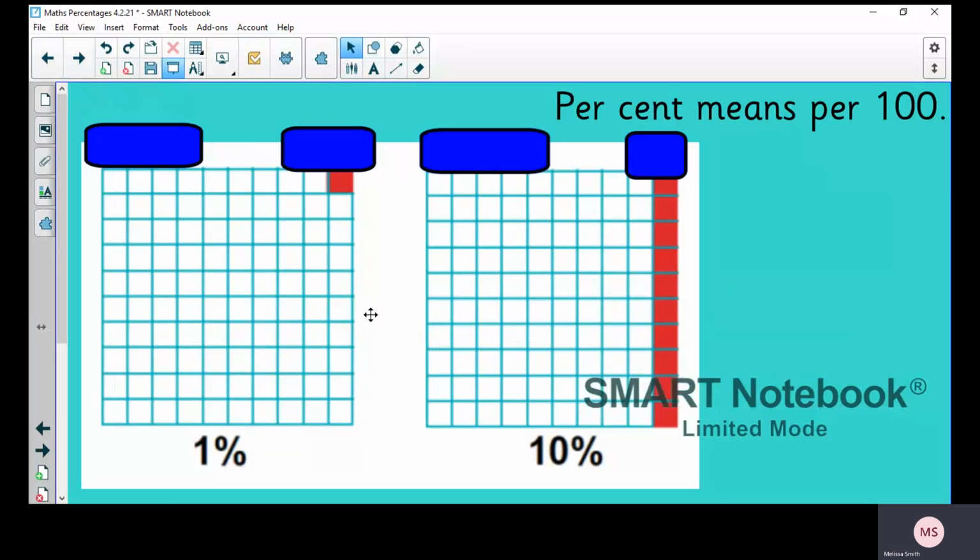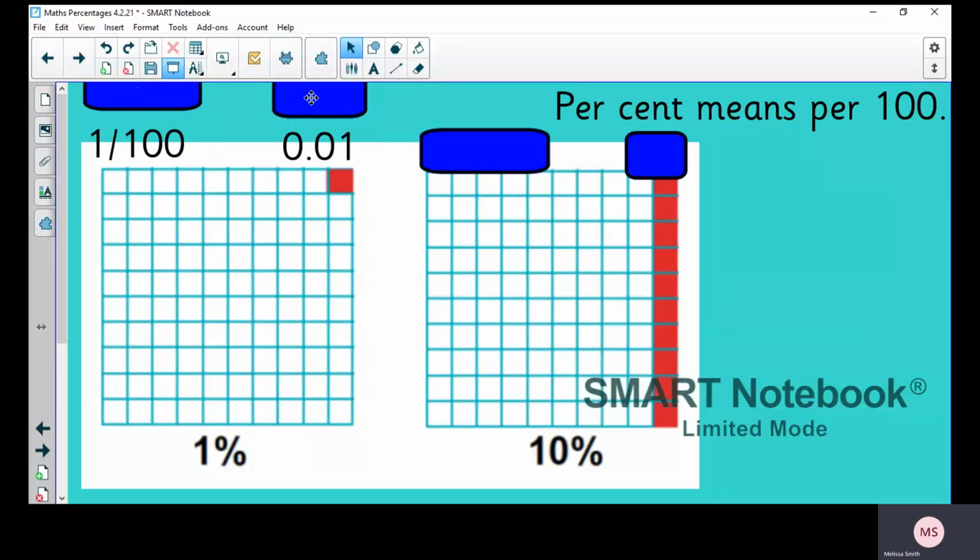Now, let's use our knowledge of decimals and fractions and let's apply it to these two percentages here. Let's look at 1% first. We know that 1% means 1 in 100. How would you write that as a fraction and as a decimal? Pause the video and have a go now. As a fraction, 1 in 100 would be 1 over 100. And as a decimal, 1 over 100 would be 0.01.